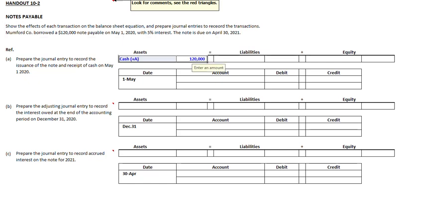We're receiving $120,000 in cash, and of course we've created a liability, notes payable, in the amount of $120,000. So we debit cash for $120,000 and we credit notes payable for $120,000.